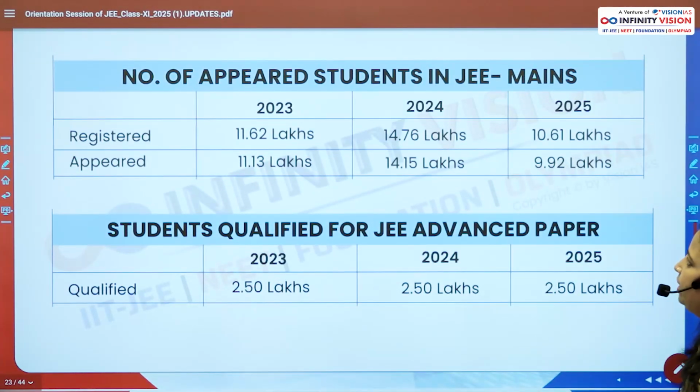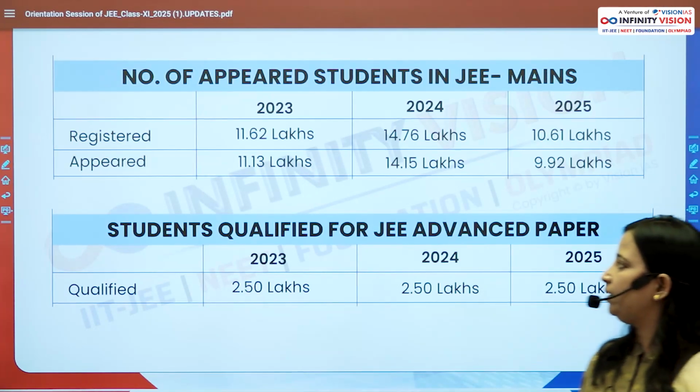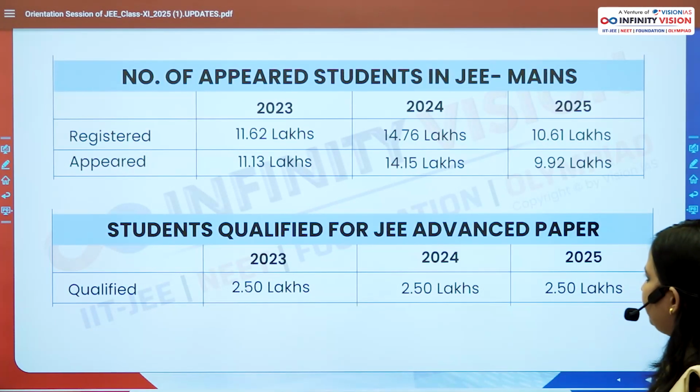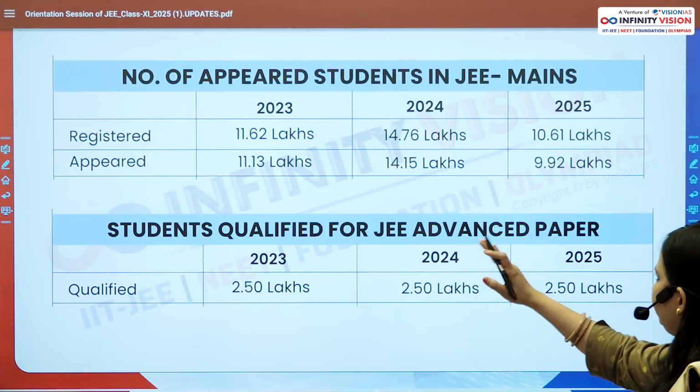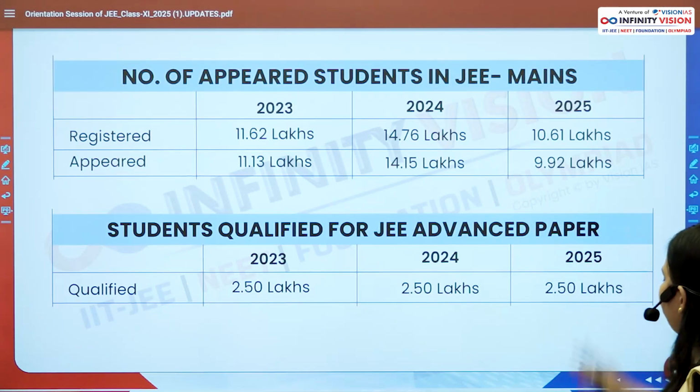Now, what is the trend of appearing students? You can see the number of registered students and appeared students in years 23, 24 and 25, you can see.